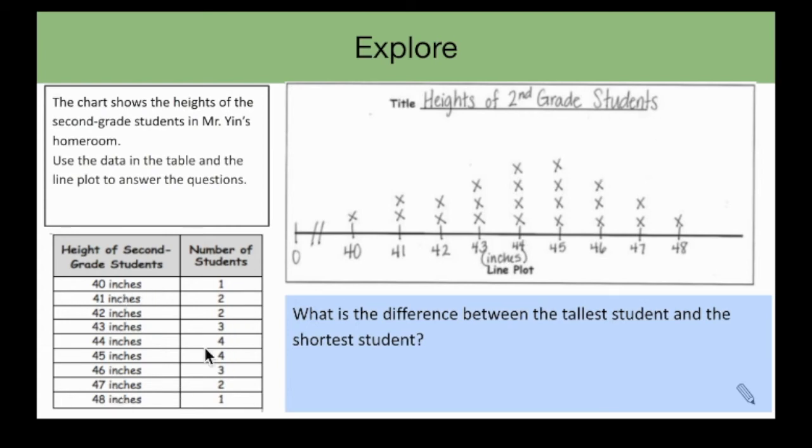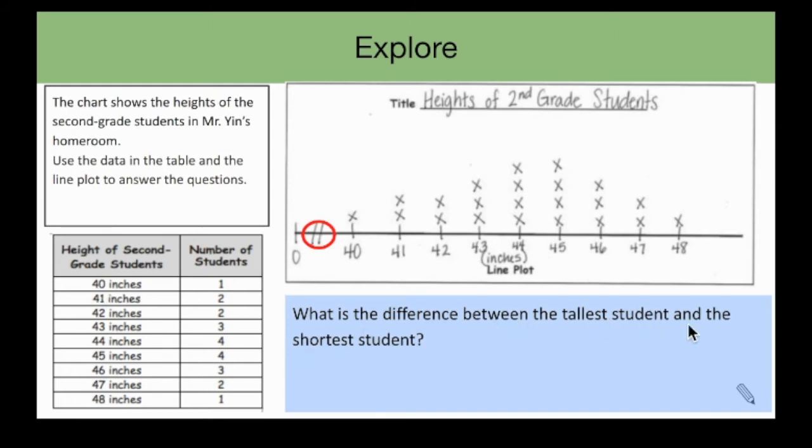It seems like they took the data from this table and put it in the line plot. I am noticing the 2 little hash marks between 0 and 40, which means there is no data between 0 and 40 inches. And that is also true in the table. It starts from 40 inches.